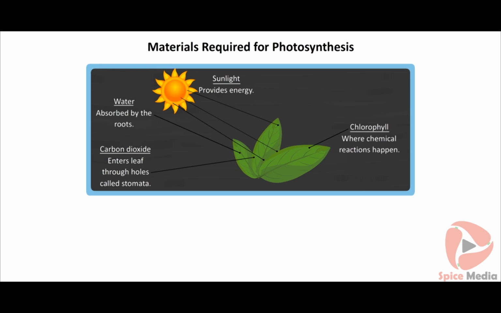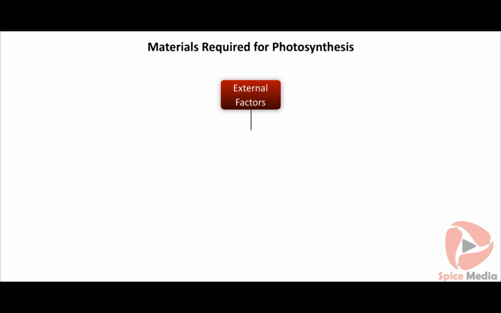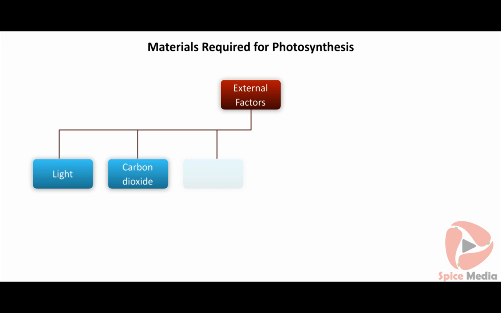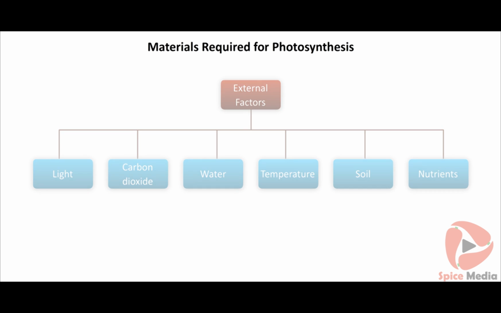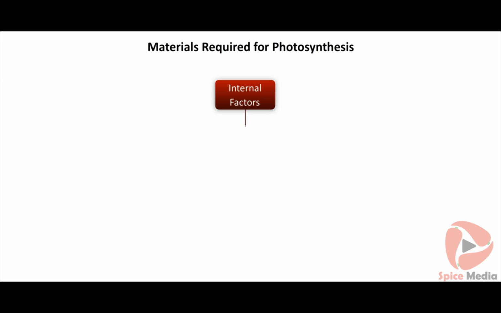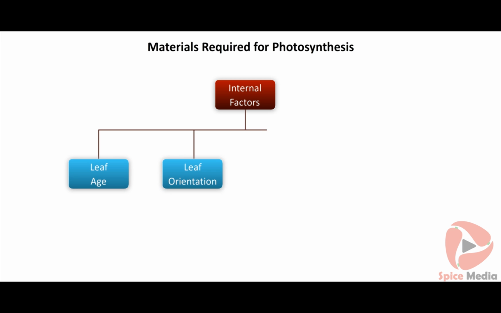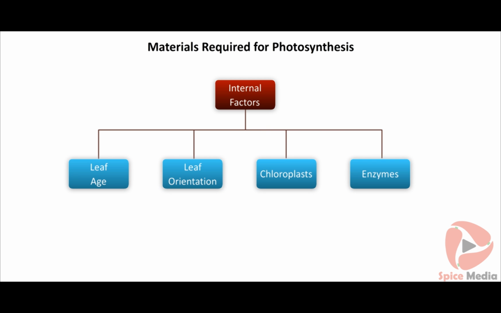Photosynthesis is an anabolic process which requires certain apparatus and raw materials to convert the consumed radiant energy to chemical energy. Environmental factors or external factors like light, carbon dioxide, water, temperature, and soil nutrients are essential for photosynthesis. Internal factors like leaf age, leaf orientation, chloroplast, and enzymes also determine the rate of photosynthesis.